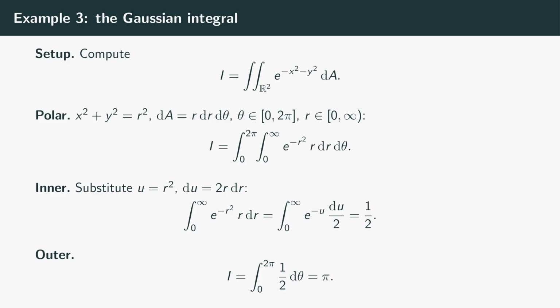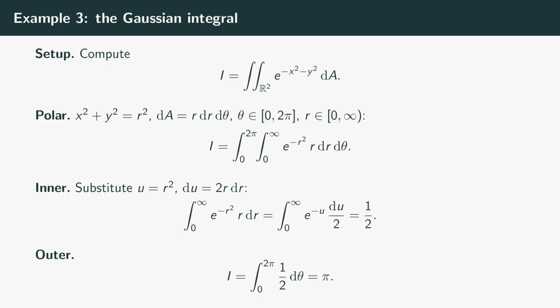The inner integral is doable. Substitute u equals r², du equals 2r dr. And notice that the r from dA is exactly what we need for this substitution to work, which is the whole point. The inner integral becomes the integral from 0 to infinity of e^(-u) du over 2, which is 1/2. The outer integral is the integral from 0 to 2π of 1/2 dθ, which is π. So I equals π.